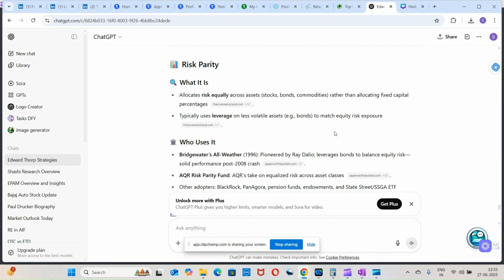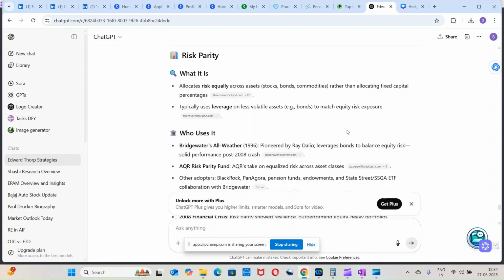But this risk parity is a new thing, so it focuses on allocating risk equally across assets like stocks, bonds, and commodities. These risk parity strategies typically use leverage on less volatile assets like bonds to match the equity risk exposure. In equity you have more risk, and in bonds you have less risk, so you can take leverage in bonds to match the equity risk exposure. The idea is to allocate risk equally across assets.